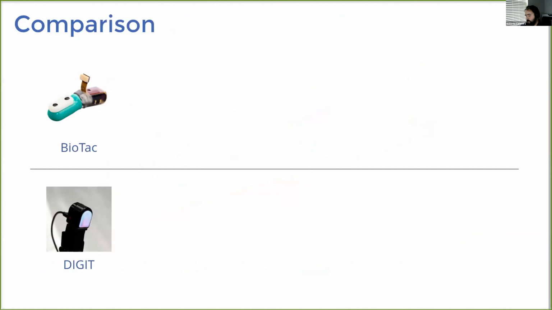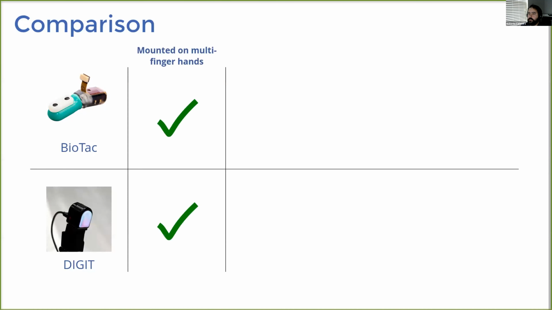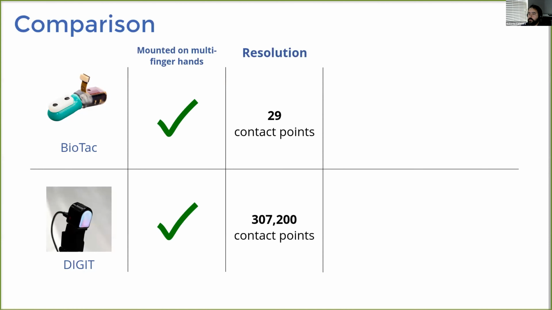Just to give a brief comparison against what is probably the best tactile sensor commercially available today, which is the ViTac. Both ViTac and Digit are compact sensors designed to be mounted on multi-finger hands, such as the Allegro. However, while the ViTac provides 29 points of contact, Digit has over 300,000 points of contact. Moreover, while ViTac costs approximately $10,000, a Digit can be manufactured for $15.